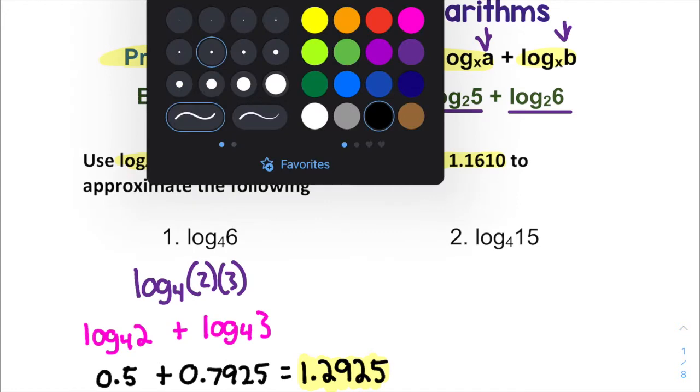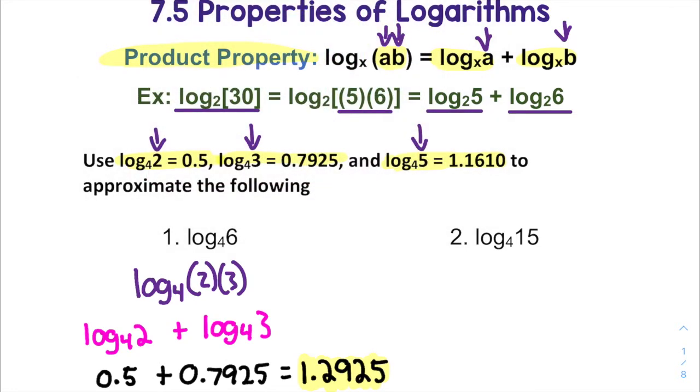We could double check to see if this is correct by converting back into exponential form as I did below, which would be 4 to the x power is 6. We're saying that x, or the value of the exponent that we could raise 4 to, is 1.2925. In your calculator, you could raise 4 to 1.2925, and you'll see that it's exactly, if not very, very close to the value of 6.